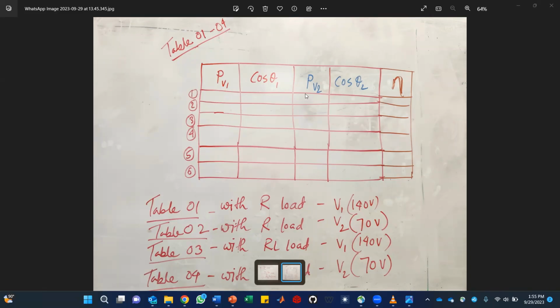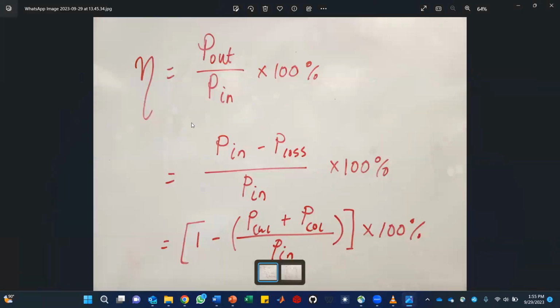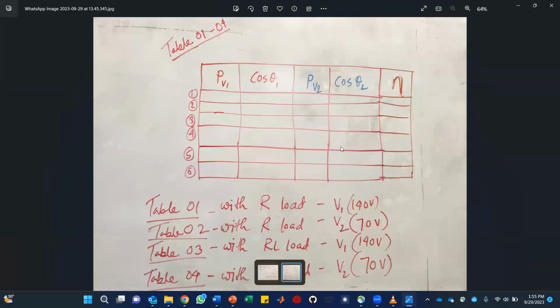Then PV2, the load side power, and cos theta, the supply side power factor and load side power factor. With these two values, PV2 and PV1, we can calculate the efficiency simply by using this equation. After calculating the efficiency, we'll write it here. So for 6 different resistive values, we'll get 6 different values of efficiency.